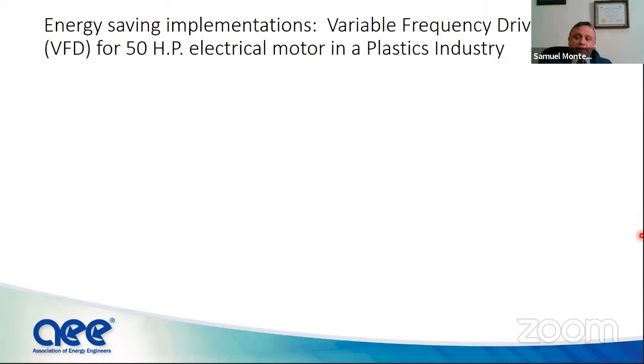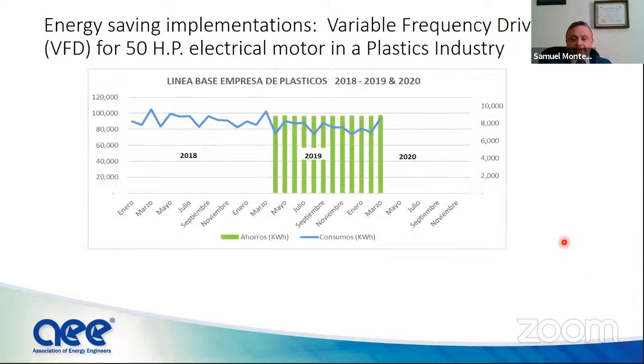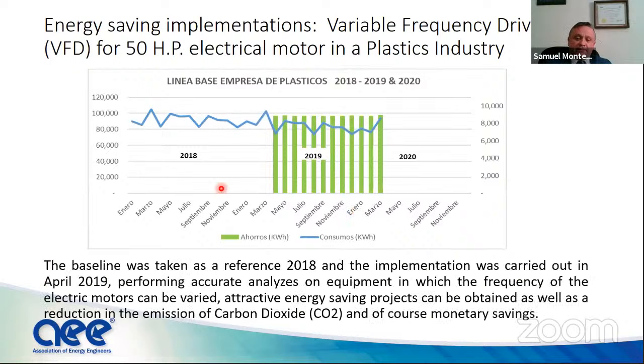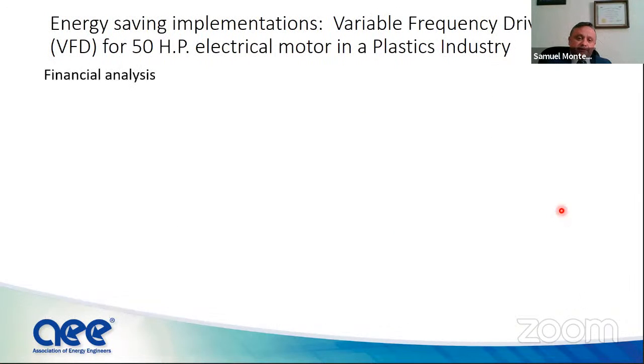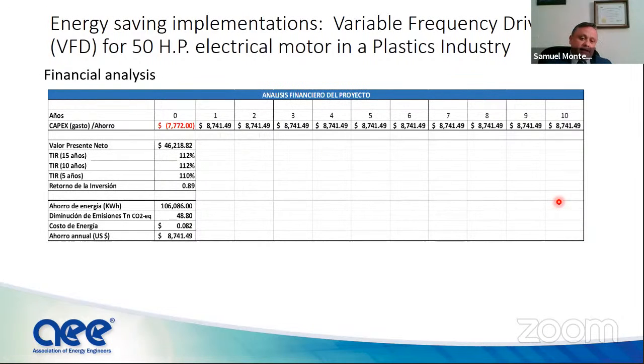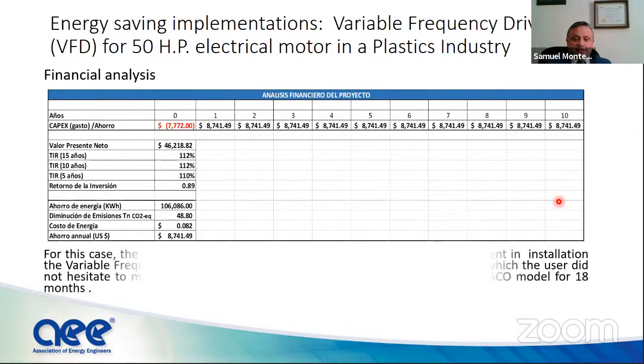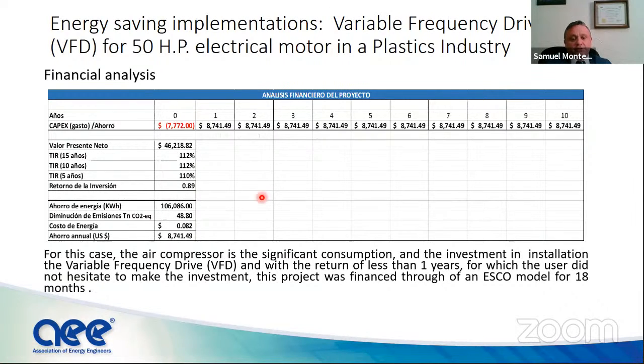Another one: variable frequency drive for a 50 horsepower electrical motor in the plastic industry. Again, the baseline and the saving. This is the financial analysis. This is very attractive because the return on investment is less than 1 year.